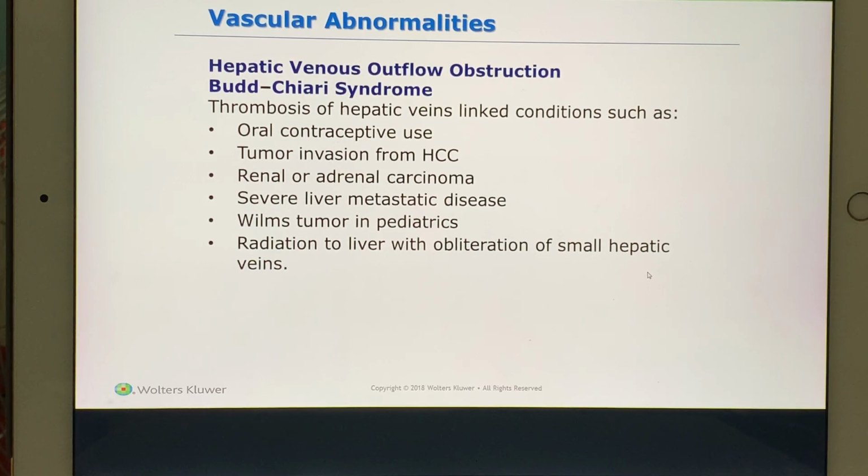Also, because of radiation to the liver, it can obliterate the small hepatic vessels, and it can make the liver very fibrotic, so it's less pliable.